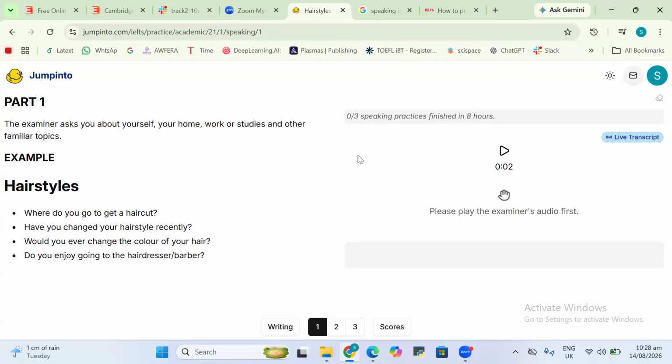Okay. No, I have not changed my hairstyle recently. Actually, I have had the same hairstyle for a couple of years. I feel like changing it again and again is not a good habit. Although I have changed my beard style a couple of times in recent months, I have not changed my hairstyle.